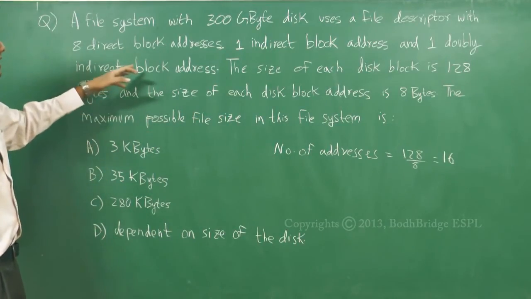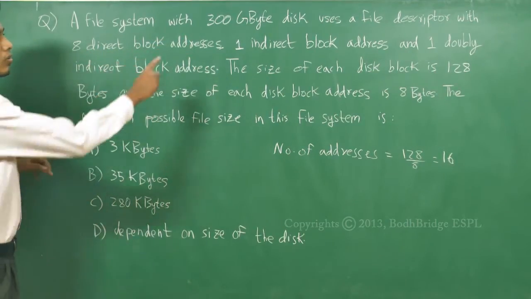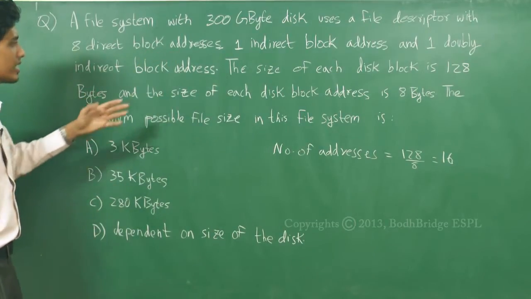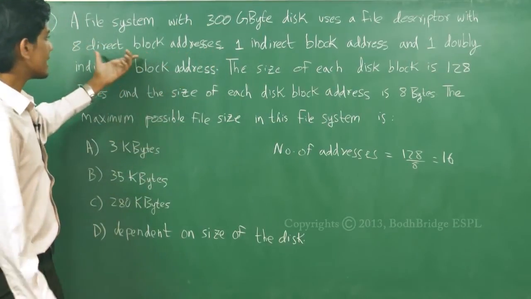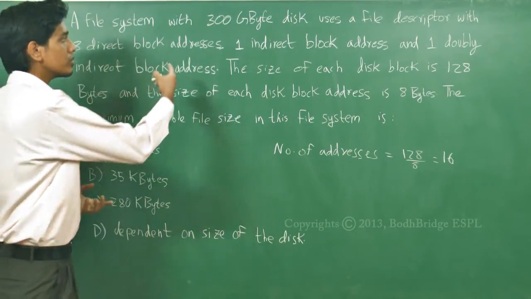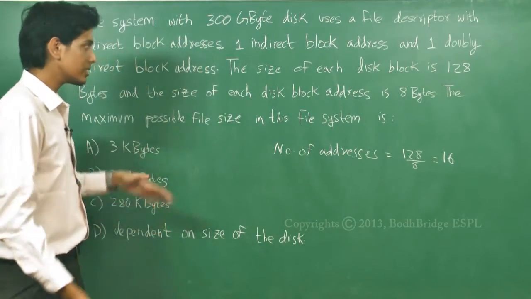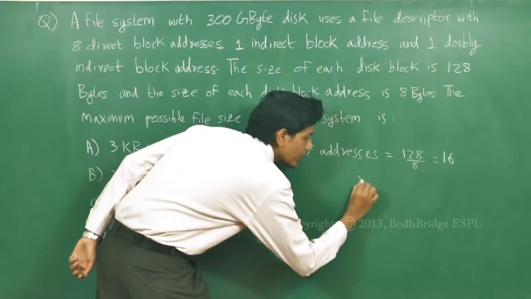Now it is given that the file descriptor has 8 direct block addresses, 1 indirect block address and 1 doubly indirect block address. So we need to find the maximum possible size of a file. So these 8 direct block addresses contribute to 8 into 128 bytes. Each disk block is 128 bytes. These are the 8 direct block addresses. So 8 into 128.